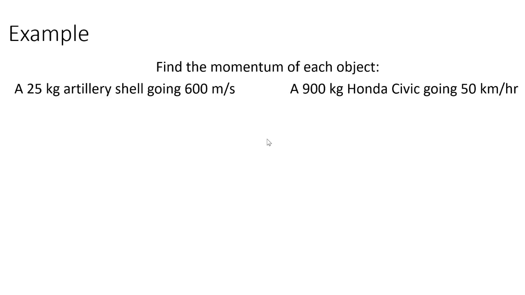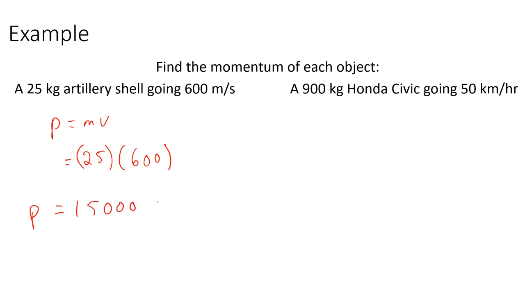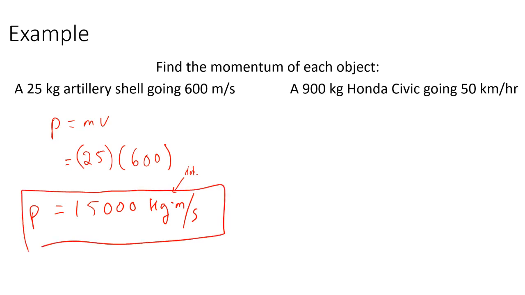Here is an example. Find the momentum of each object. If we have a 25 kilogram artillery shell going 600 meters per second, that's just going to be taking the mass, which has to be in kilograms, or in this case, 25 times 600. If we plug and chug that, we find that the momentum of our artillery shell is 15,000 kilograms meters per second. I'm using a little dot there, that's just a dot to represent multiplication. So kilograms meters per second is the unit for momentum.